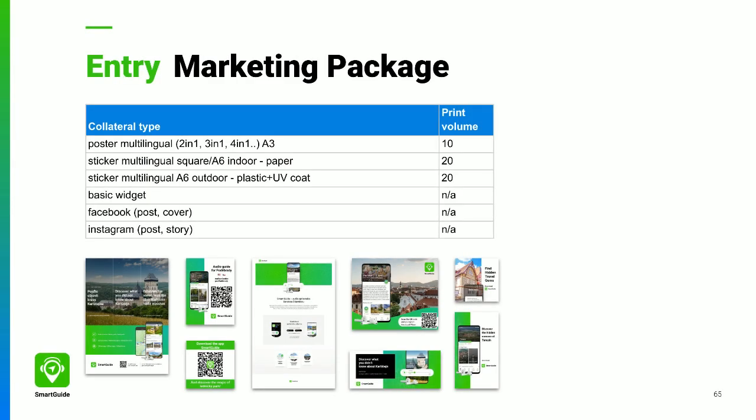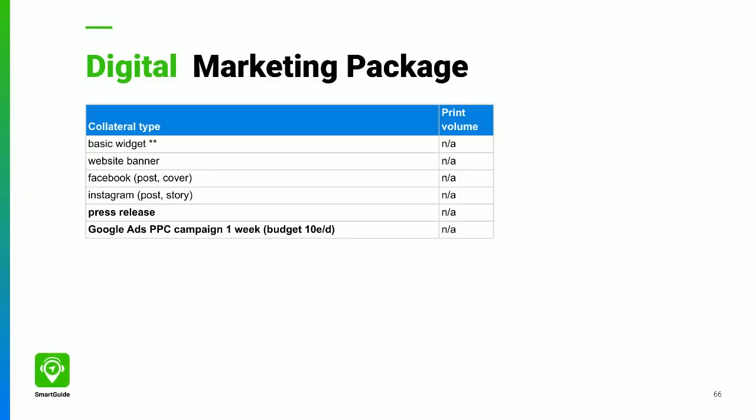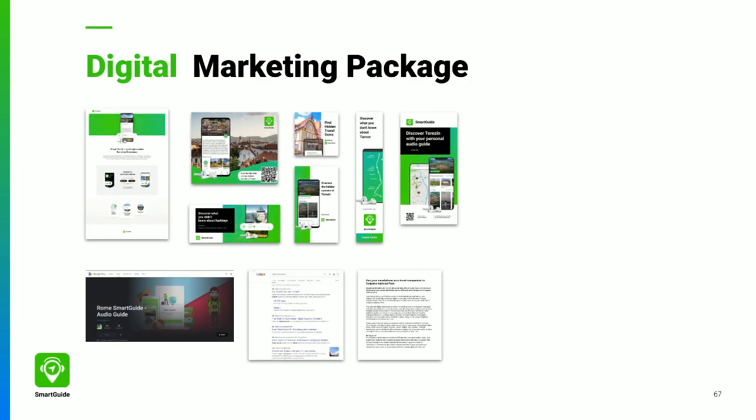The next package is the Entry marketing package, and it costs €500 and contains 10 A3 multilingual posters, 20 multilingual A6 stickers, 20 multilingual square stickers, both outdoor, basic web widget, Facebook post and cover, and an Instagram post and story. If you do not want any physical materials, the Digital marketing package is for you. It costs €1,000 and contains a basic widget, a website banner, Facebook post and cover, Instagram post and story, press release and a Google Ads PPC campaign for 1 week.